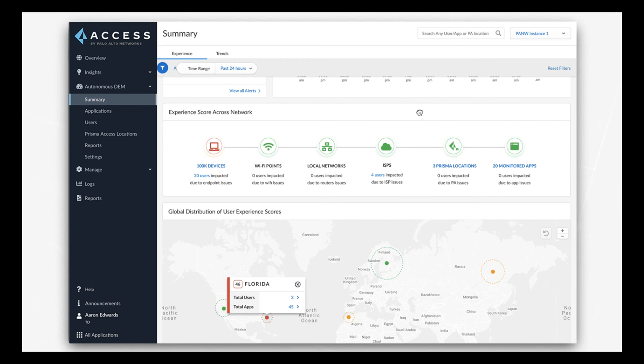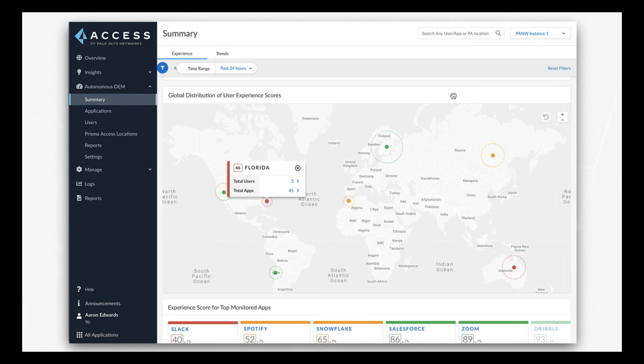we also show you what segments are being impacted across your entire organization, right from your users all the way to your application. It also shows you which locations may be causing issues to your organization. With the summary view, IT teams can quickly tell if there are any system-wide or network-wide issues that they should be looking at.